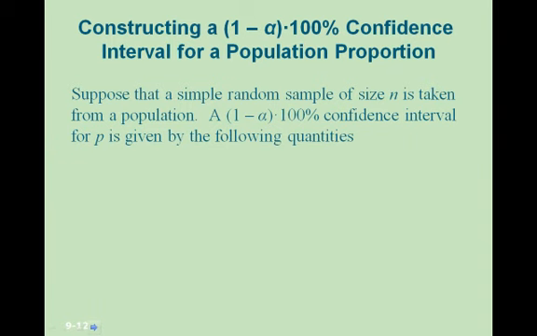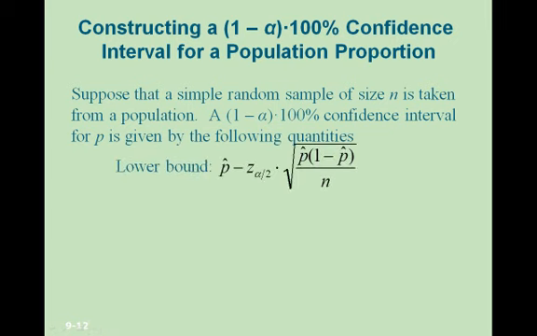So let's look at constructing a confidence interval for a population proportion. Suppose that a simple random sample of size n is taken from a population. A confidence interval for p is given by the following quantities. The lower bound is our p hat, or point estimate, minus our z-value, z sub alpha over 2, times the square root of p hat times 1 minus p hat divided by n. And the upper bound is the same, except notice that we are adding.